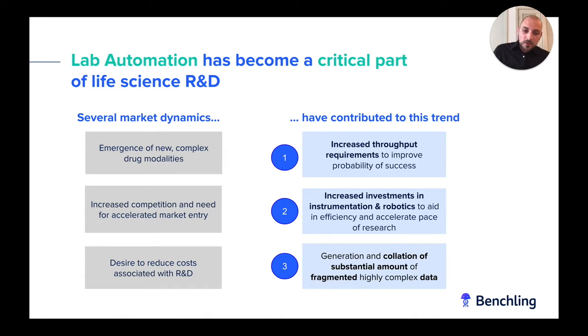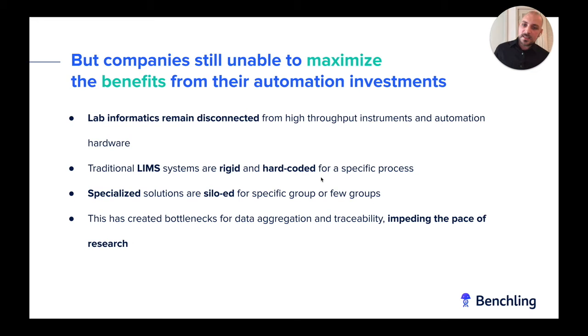So what we're seeing is people are buying more and more robotics. But what happens along with that is you're generating more and more plates, you're running more and more tests, and you're getting more and more data. And there's no easy way to get it into the informatics systems that you're using to actually track the samples themselves. So what we see is that there are all these big investments in the robotics and automation, but a lot of our customers aren't able to maximize those benefits because the lab informatics are disconnected from all that.